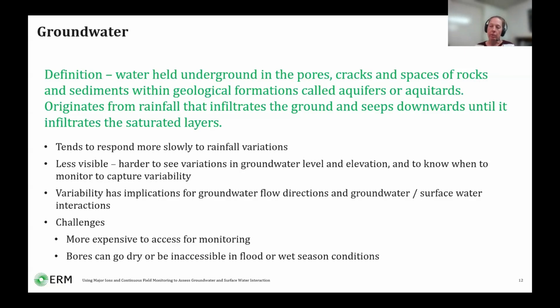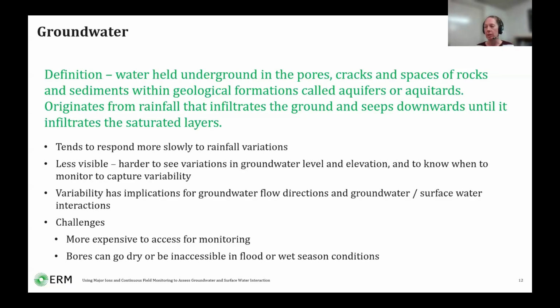Groundwater by its nature is less visible, so it's much more difficult to observe variations in groundwater levels and elevations. And therefore, it's more difficult to know when to monitor to capture the variability of the peaks and troughs. Understanding variability is important because it has implications for groundwater flow directions, both laterally and vertically, and it also affects groundwater surface water interaction. Groundwater is also more expensive to access through drilling of monitoring bores.